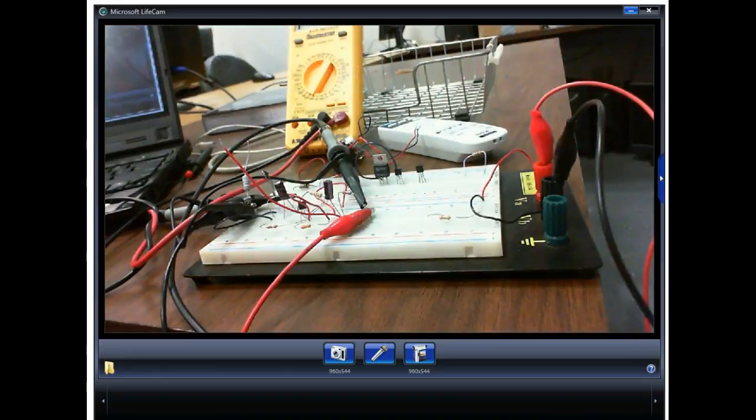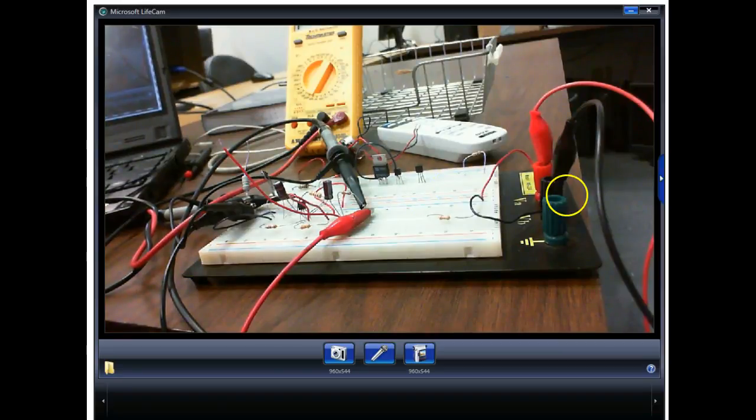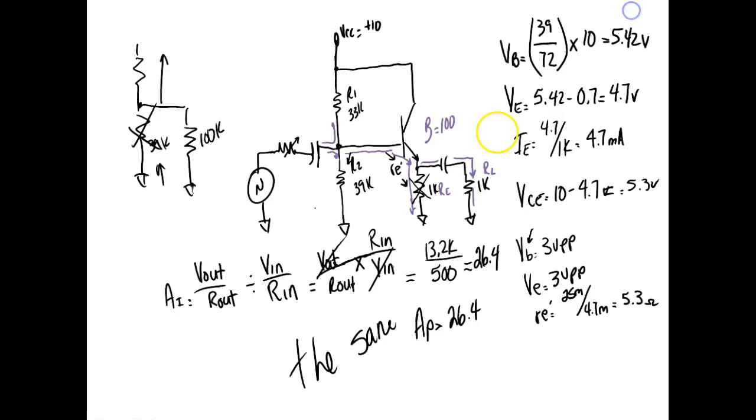Okay, guys, so we have an open collector. So what's going to happen? Collector of the transistor is open. This happens a lot.